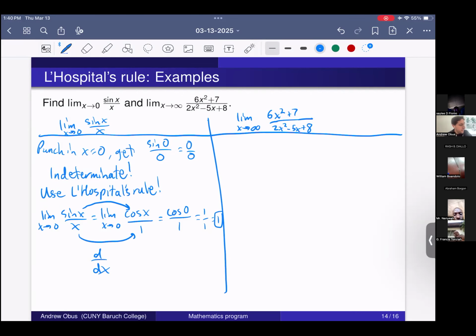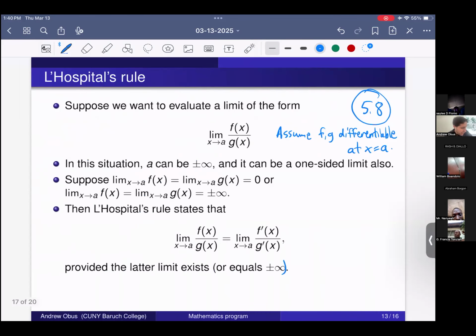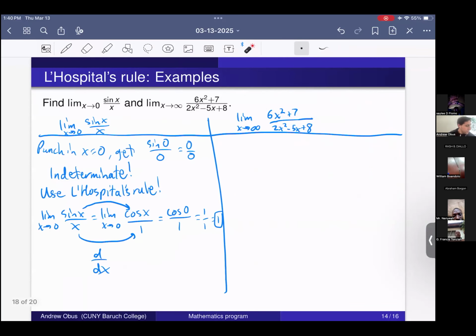Okay. Right, so this is just going back to here what it is. You start with f over g, you can replace it with f prime over g prime. That's the derivatives here. That's how the L'Hopital's rule works. Yeah, so that means the derivative of sine is cosine. That what you mean?